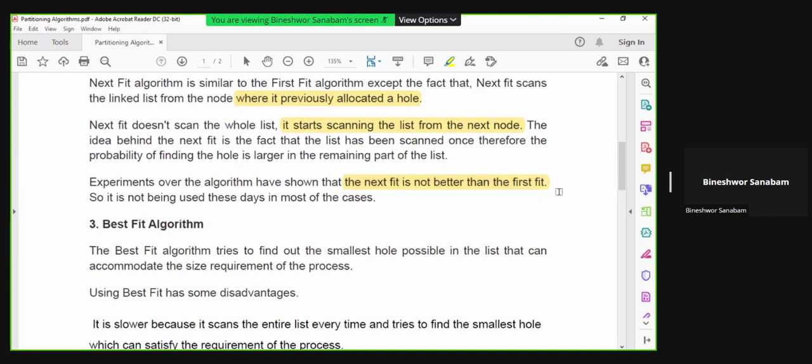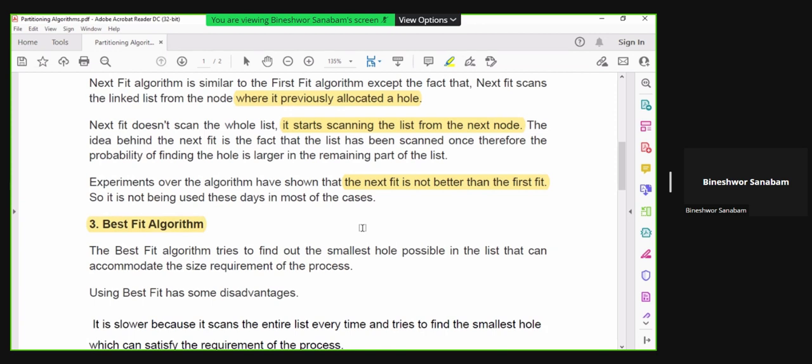Then the next algorithm is the best fit algorithm. The best fit algorithm tries to find the smallest hole possible in the list that can accommodate the size requirement of the process. So when we're talking about best fit, it also starts scanning from the first till the end. It has to scan till the end, and it has to find the partition which has the least size that is possible to give the memory to the process.